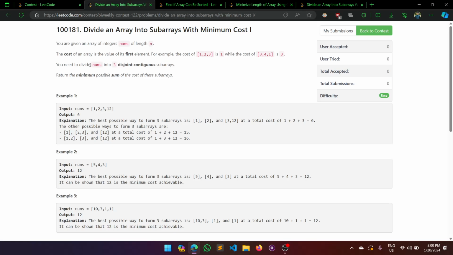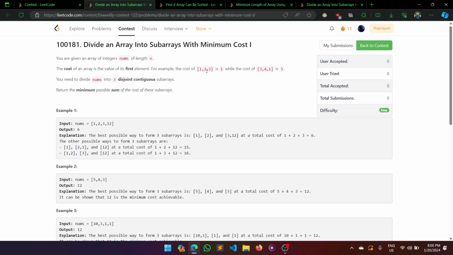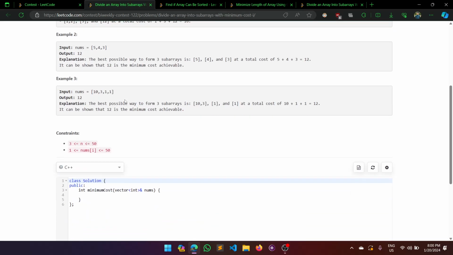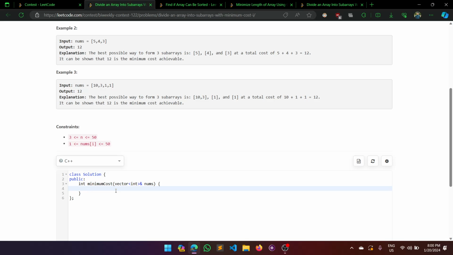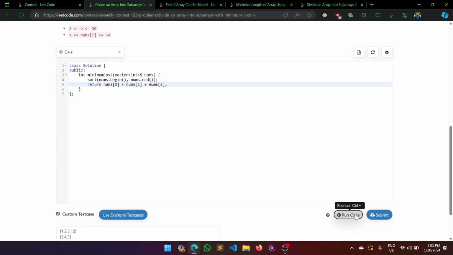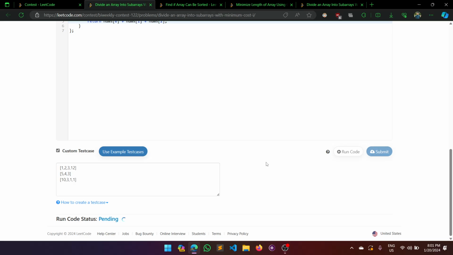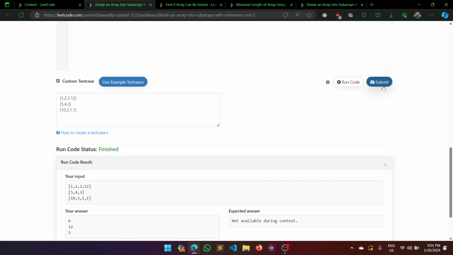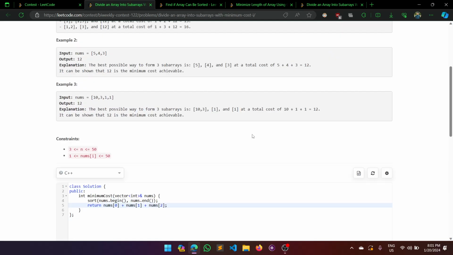The cost of an array is the value of its first element. Okay, you need to divide nums into three disjoint subarrays, with the minimum possible sum. Wouldn't that be the sum of the first three elements? It says at least three elements are there, so it will not produce any kind of runtime error. 6 12 12, what?